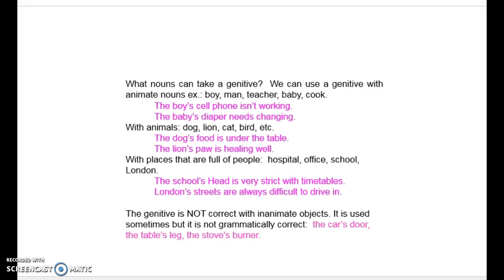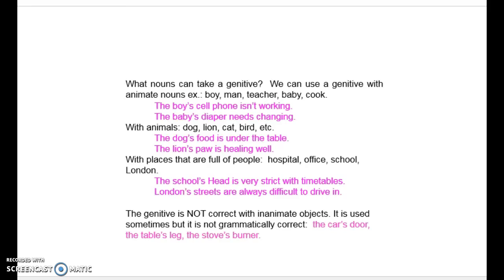We also use it with places that are full of people, such as hospital, office, school. Those places have a lot of people working in them, or such as London, where you have a lot of people living there. So then there also we can use the apostrophe S. As you can see, the school's head is very strict with timetables, means that the head that belongs to the school, or the head of the school, is very strict. There you have London's streets, and also these are the streets that you find in London, which is a place that is full of people.